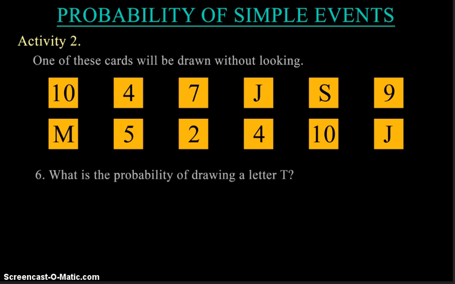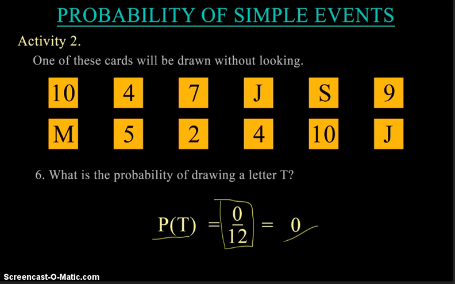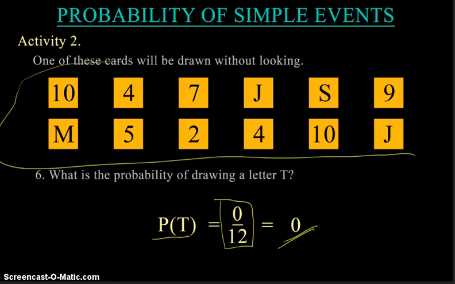Number 6. What is the probability of drawing a letter T? Okay, so kung makikita natin dito, wala namang letter T na makikita, di ba? So walang letter T dyan. So ang probability na makakuha tayo ng letter T ay 0 by 12 or 0 divided by 12. That is 0. That is impossible to happen or impossible to occur kasi wala ngang letter T dito sa pagpipilian. Okay.